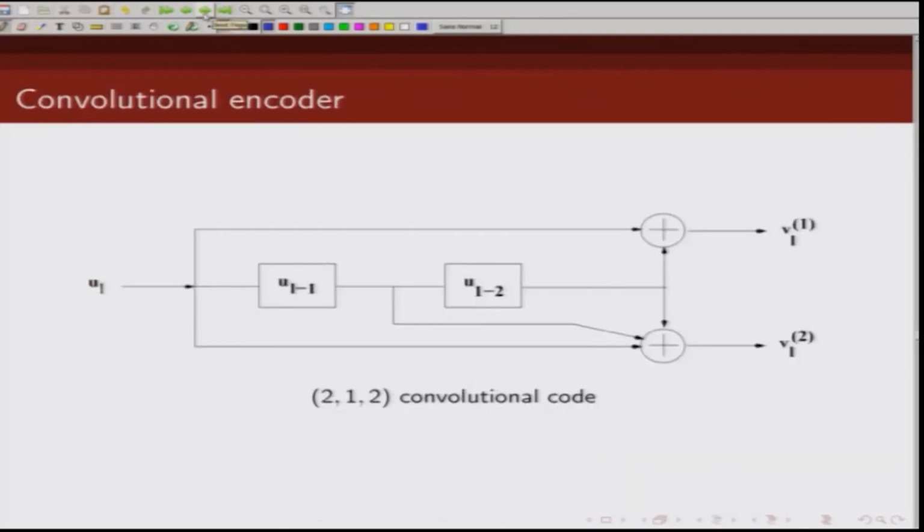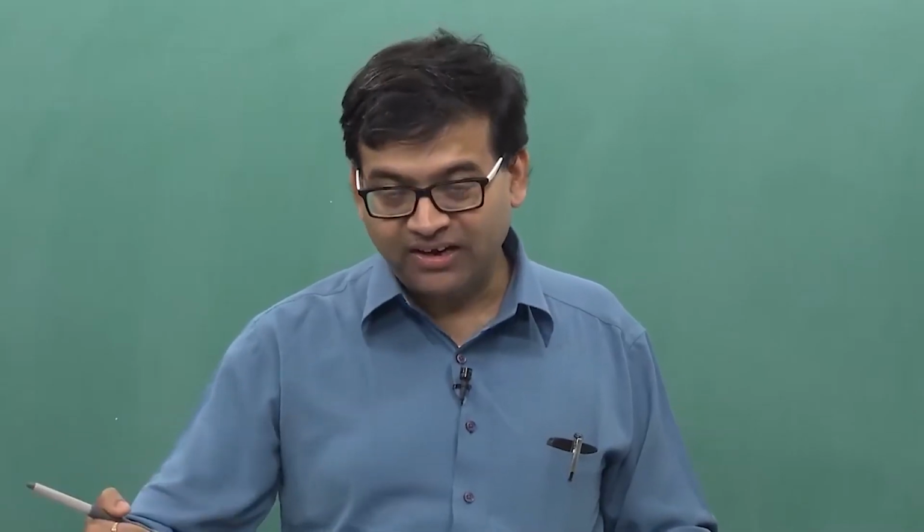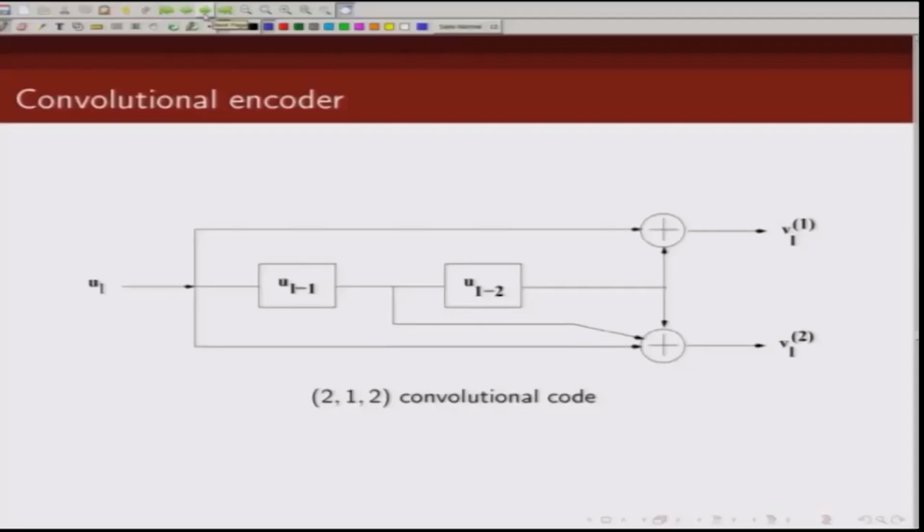Now, let us take an example to illustrate how we can find the weight enumerating function of a convolutional code. We are going to consider a rate 1 by 2 convolutional code whose memory is 2. So, this is the convolutional code. We can see basically V_L1 is U_L plus U_(L-2) and V_L2 is nothing but U_L plus U_(L-1) plus U_(L-2). This is our convolutional code.